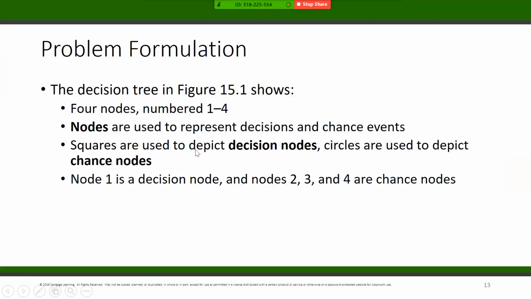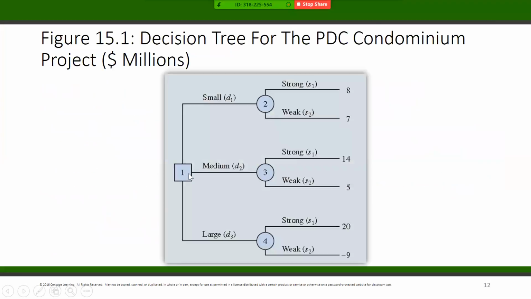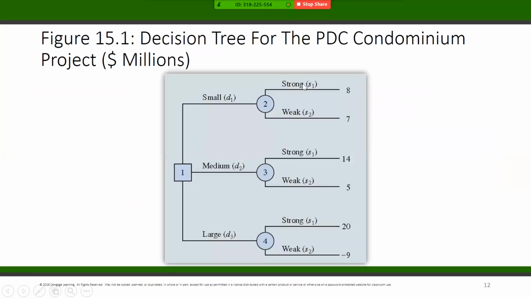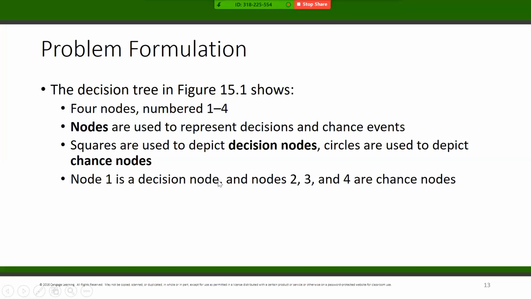The square ones are used to depict the decision nodes. So you choose which one you're going to do, small, medium, or large. And the circles are to depict the chance nodes. And it's a chance that's strong or weak, basically, and through all the rest of them. That's all there are, chances strong or weak. So node 1 is a decision node, and nodes 2, 3, and 4 are the chance nodes.